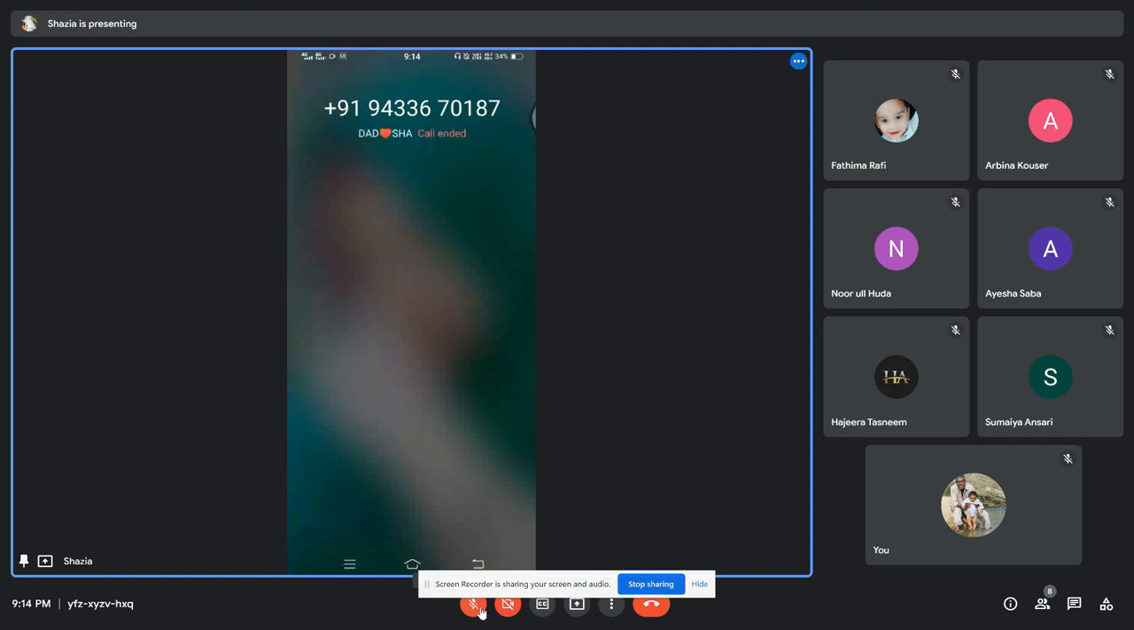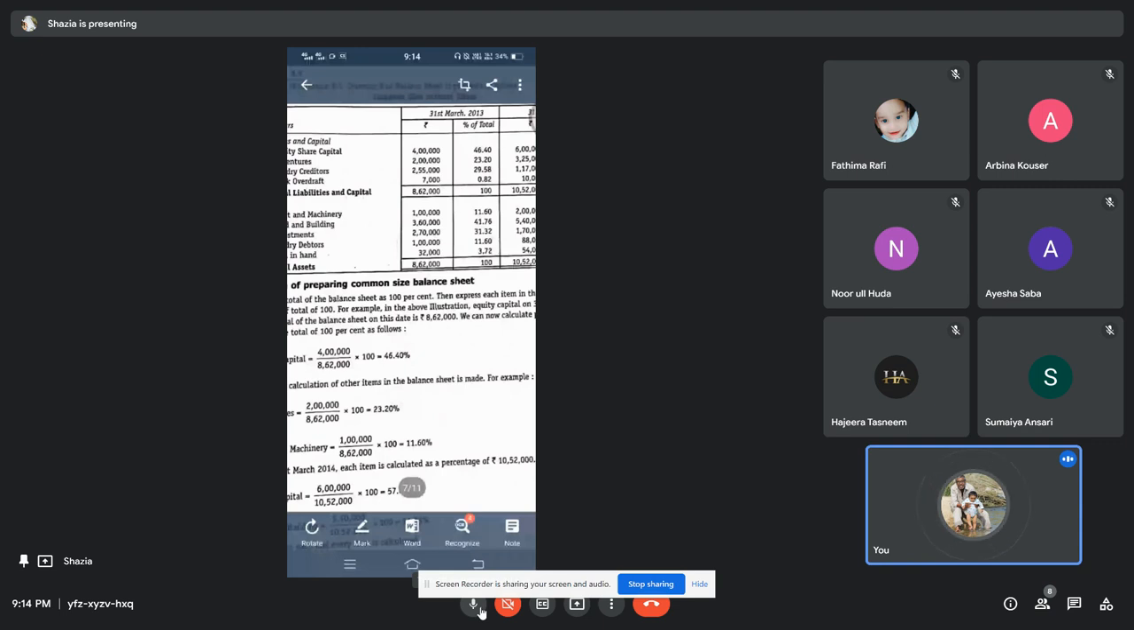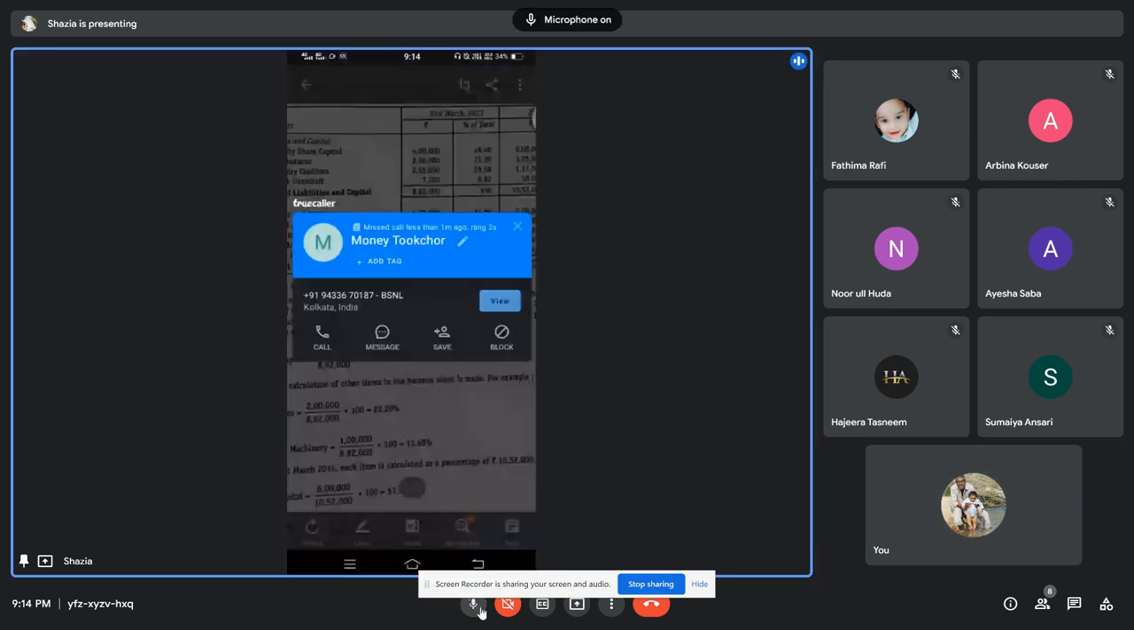Is the screen visible? Okay. Is the screen visible to everyone? I don't know. I'm getting all spam calls.